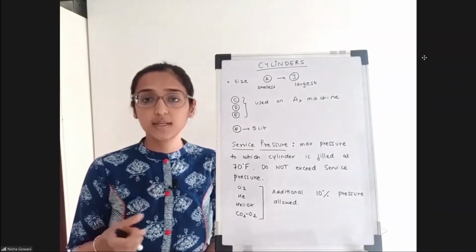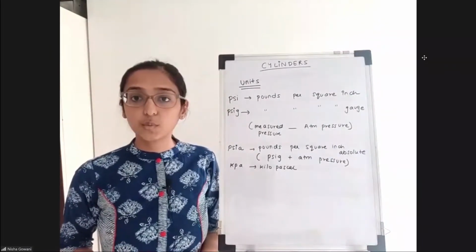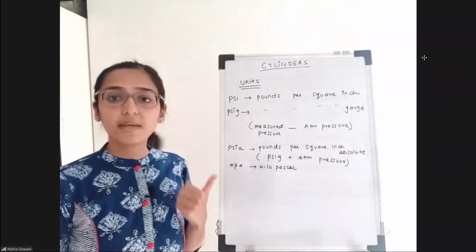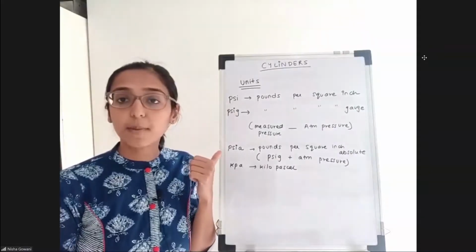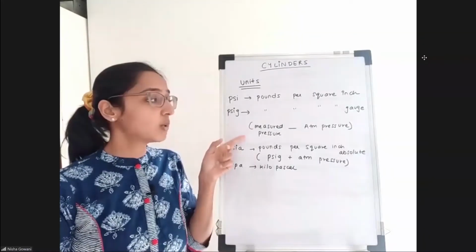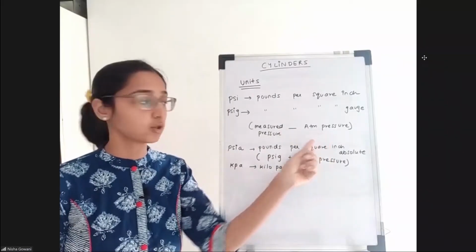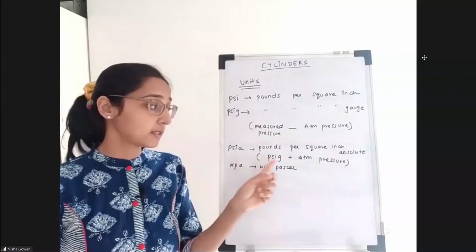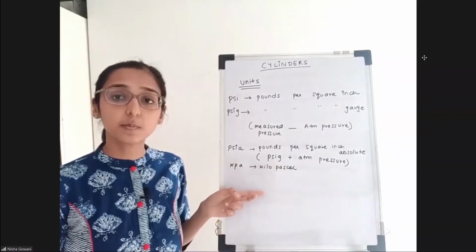So what is this psi? Let's go through some of the pressure units used to measure the pressure of the cylinder. We have PSI, which is pounds per square inch. Then you have PSIG, which is pounds per square inch gauge, the measured pressure subtracted from the atmospheric pressure. Then you have PSIA, which is pounds per square inch absolute, which is the PSIG plus atmospheric pressure, and the other unit is kilopascal.